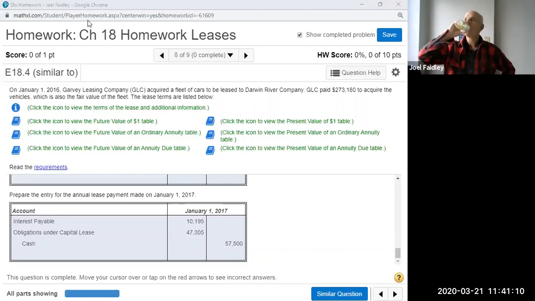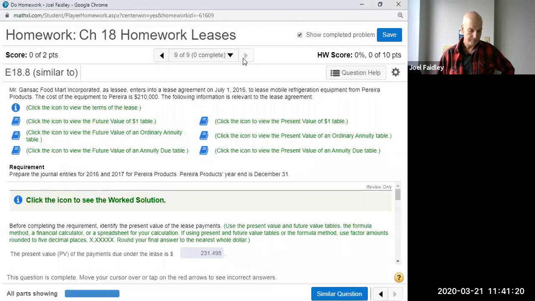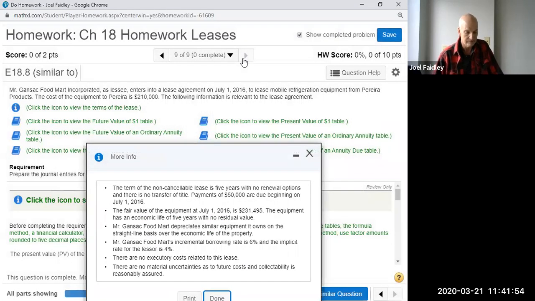Okay, one more. Number nine, Mr. Gansick, Food Mart Incorporated, lessee, enters into an agreement to lease mobile refrigeration equipment from Pereira Products. Cost of the equipment is $210,000. Prepare the journal entries for 2016 and 2017 for Pereira. So that tells you this is a lease. We don't know if it's operating or capital, but this is a lessor problem. Pereira. All right, so let's look at the detail.